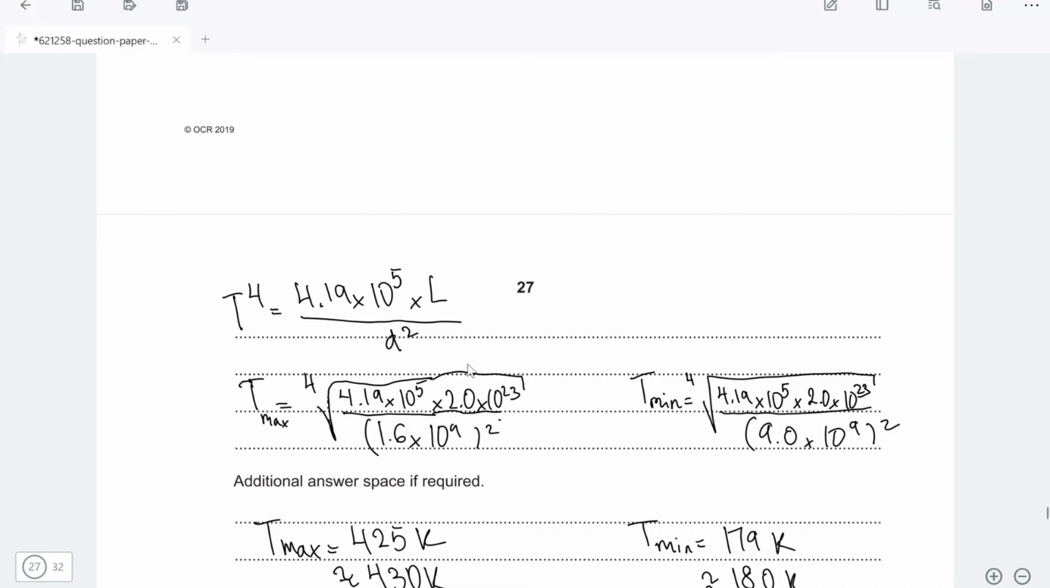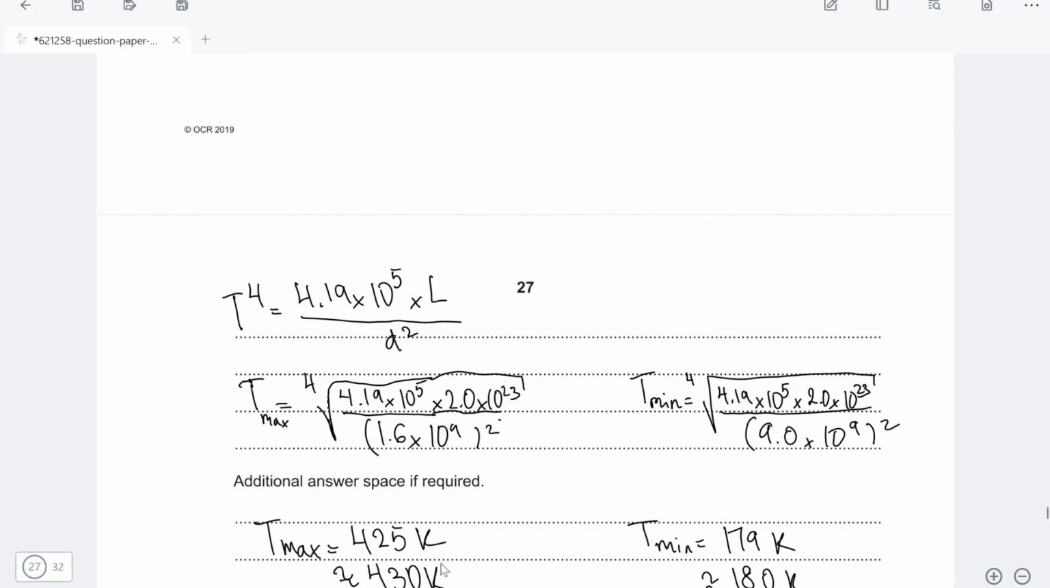So plugging this expression into a calculator, we're going to find that the maximum temperature is about 425 Kelvin, which corresponds to about 430 Kelvin when written down in two significant figures. And because all our data is given up to 2 sig figs, I'm going to be using that.